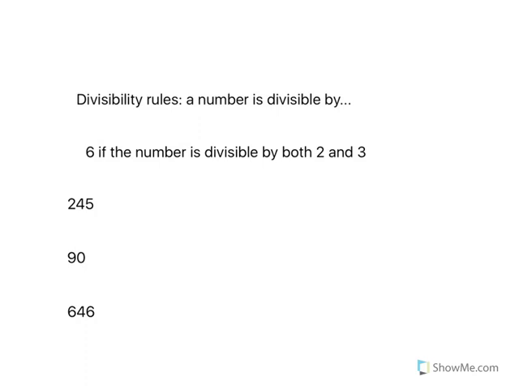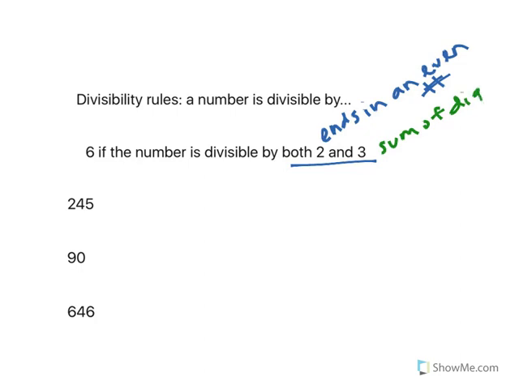A number is divisible by 6 if the number is divisible by both 2 and 3. So I have to obey my rule for 2's, which, remember, is that it ends in an even number, and my rule for 3's, which is the sum of the digits is divisible by 3. Okay, so I like to check for 2's first.